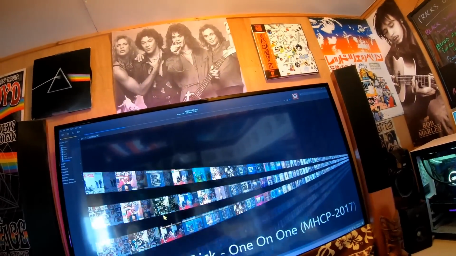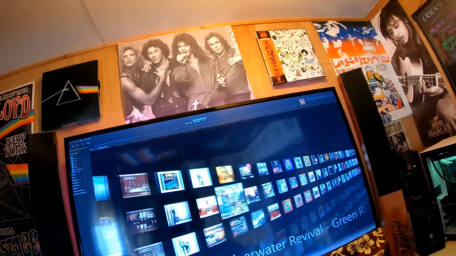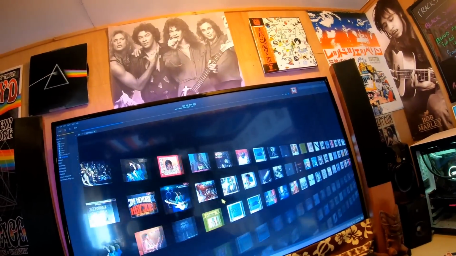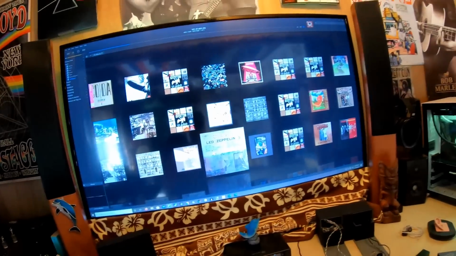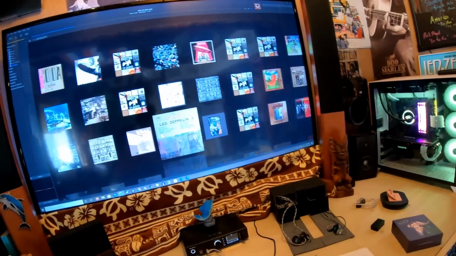Let me check out Led Zeppelin real quick. I'm not going to listen to it because I already did. The kick drum, the SSR, the R stood for reference. Now that means it's supposed to be.